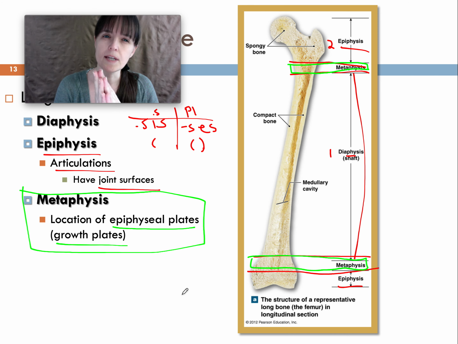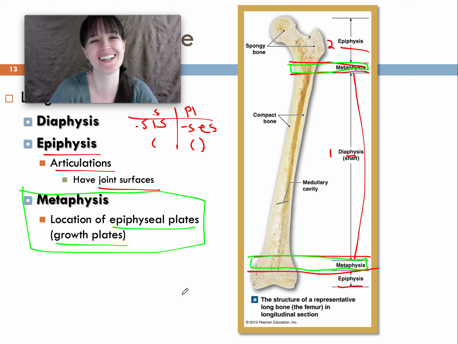So are the epiphyseal plates in the epiphyses? Oh, heck no. That wouldn't make sense. That would make our lives easier. Clearly not. So the epiphyseal plates are in the metaphyses. Why are they not called metaphyseal plates? They're in the metaphyses. But no, the epiphyseal plates.